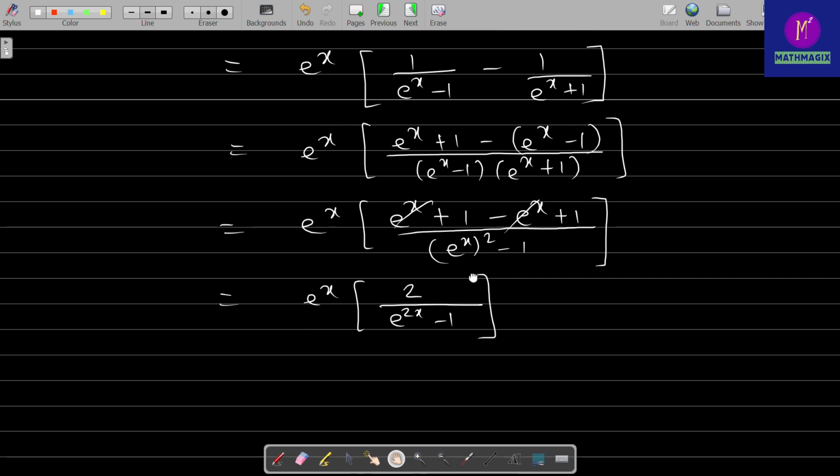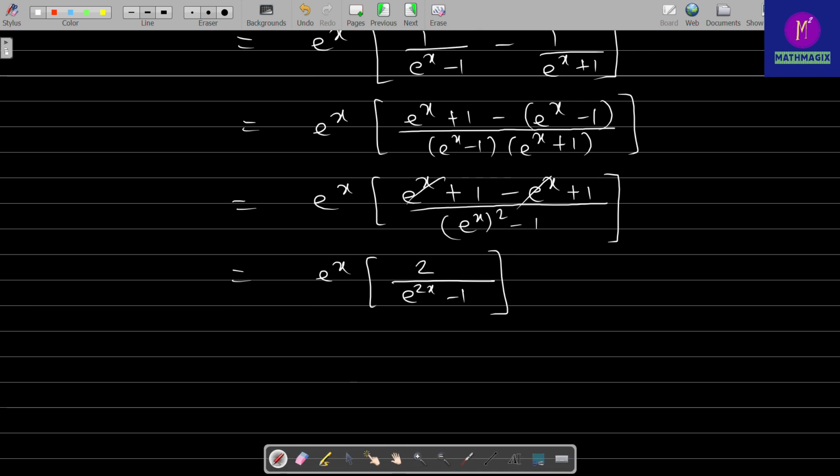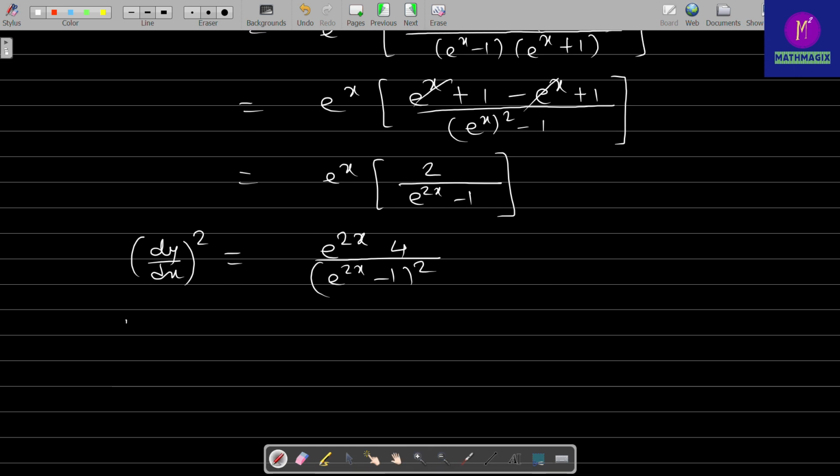Over here, but we require in the formula dy/dx the whole square, so let us find out that also. So (dy/dx)² is equal to (2e^x)². So (e^x)² is nothing but e^(2x), and 2 square is nothing but 4, divided by (e^(2x) − 1) the whole square. We require in the formula 1 + (dy/dx)², so let us find out that also separately.